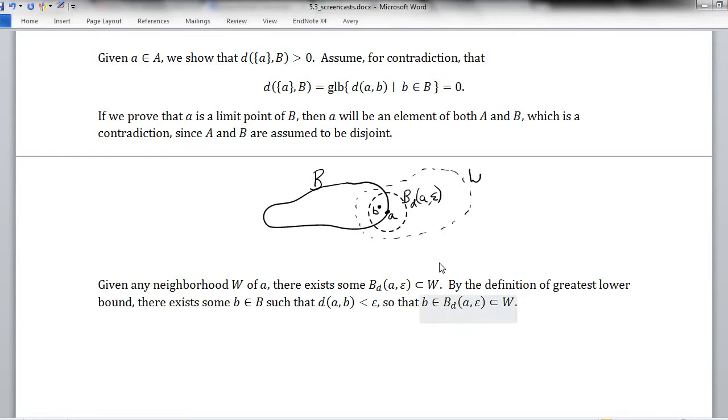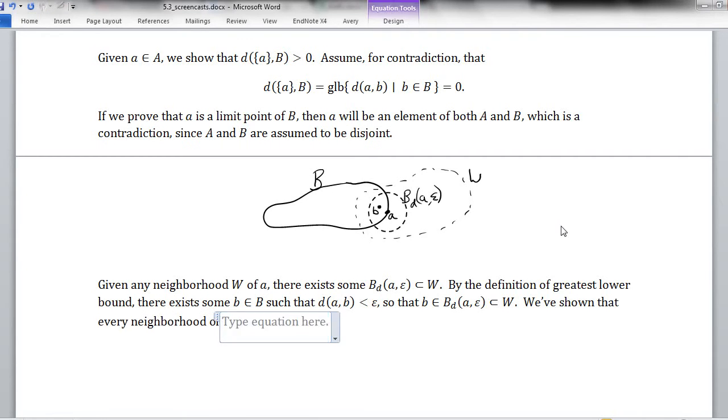All right. So we've found a b in the set B, which is contained in this ball of radius epsilon, which itself is contained in W. Okay, we found a point in this neighborhood W of a, which is also in B. So we've shown that every neighborhood of a intersects the set B in some point other than a.